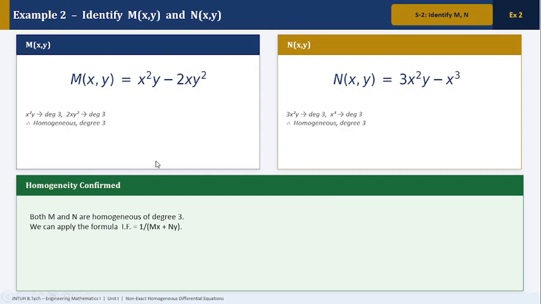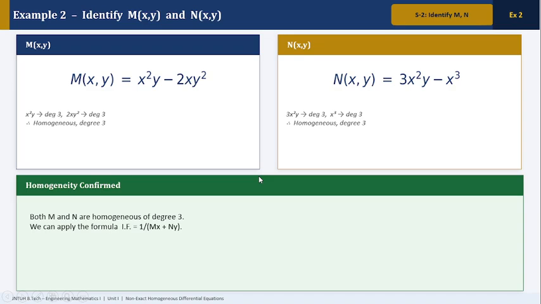First we verify the homogeneity, since each term in M and N has degree 3, right? x squared y: x power 2, y power 1. Add the powers 2 plus 1, so degree 3. 2xy squared: x power 1, y power 2, so degree 3. Similarly for x squared and x cubed.